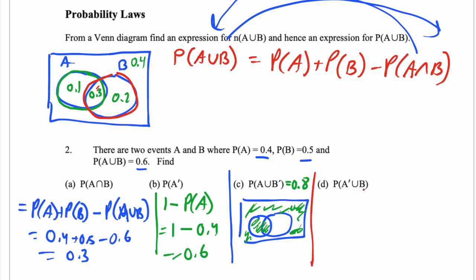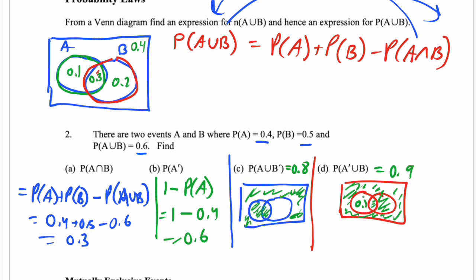Not A union B. So let's draw the Venn diagram. Not A is everything outside of A, so include this. Union B, well, you highlight all of B, so including that. So you want all of those things. Or you can do 1 minus this section, so it's obviously 0.9 because that's a 0.1. Okay. So sometimes, drawing the Venn diagram can help you out a lot rather than trying to manipulate formulas.